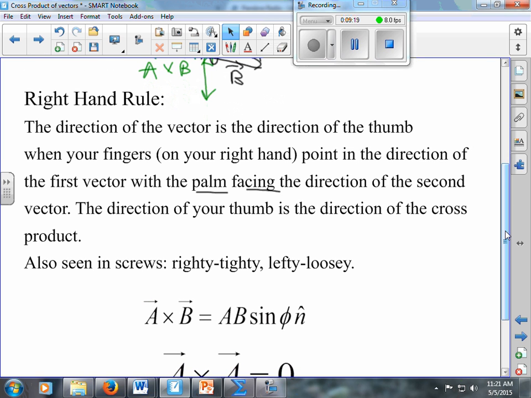This is also, by the way, righty-tighty, lefty-loosey. When you have a screwdriver, your thumb points in the direction that the screw is going when you rotate your hand the way that I've described how you rotate it with a vector cross product.